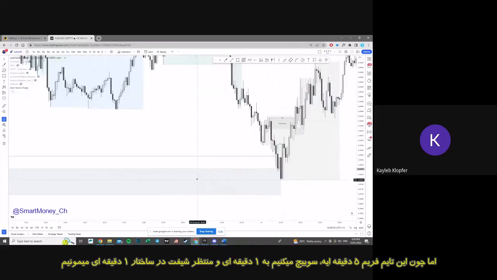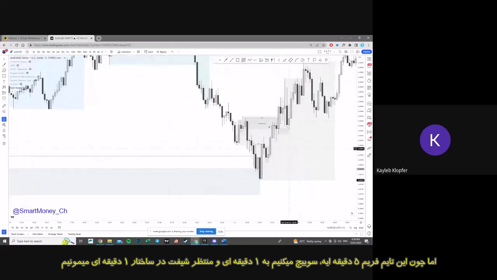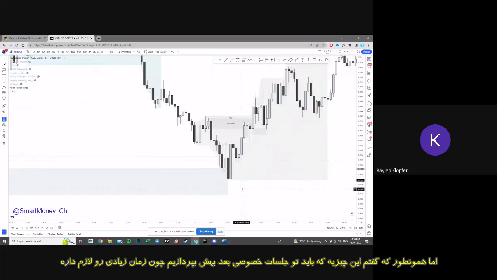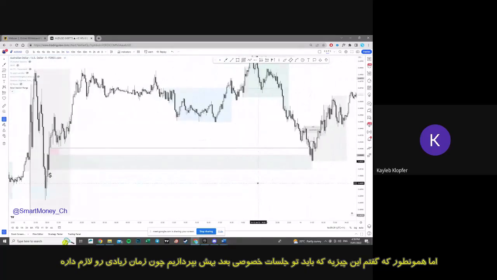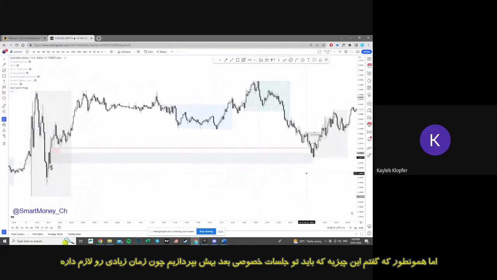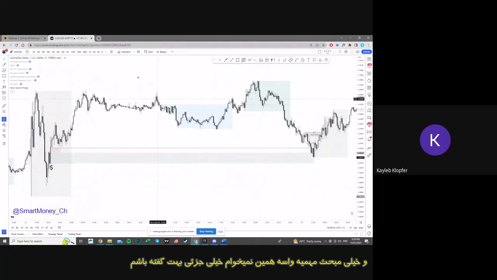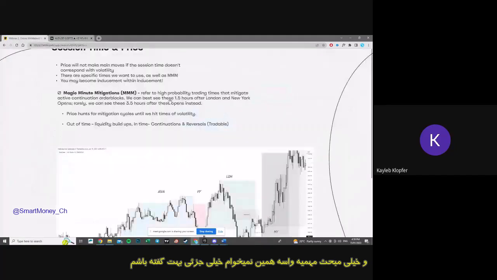But because this is a 15-minute, we could have gone on to the 1 minute and looked for a 1 minute market structure shift. But like I said, it's something we'll have to go over privately because it'll take up a little bit too much time, and it is very important. So I don't want to not put enough emphasis on it. But let's just go back to this.